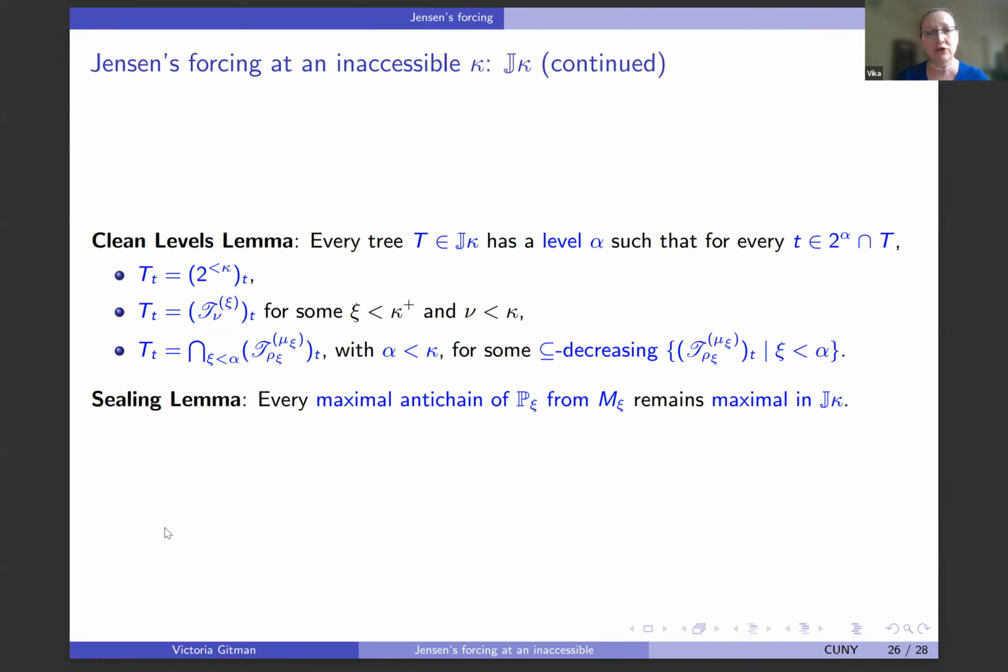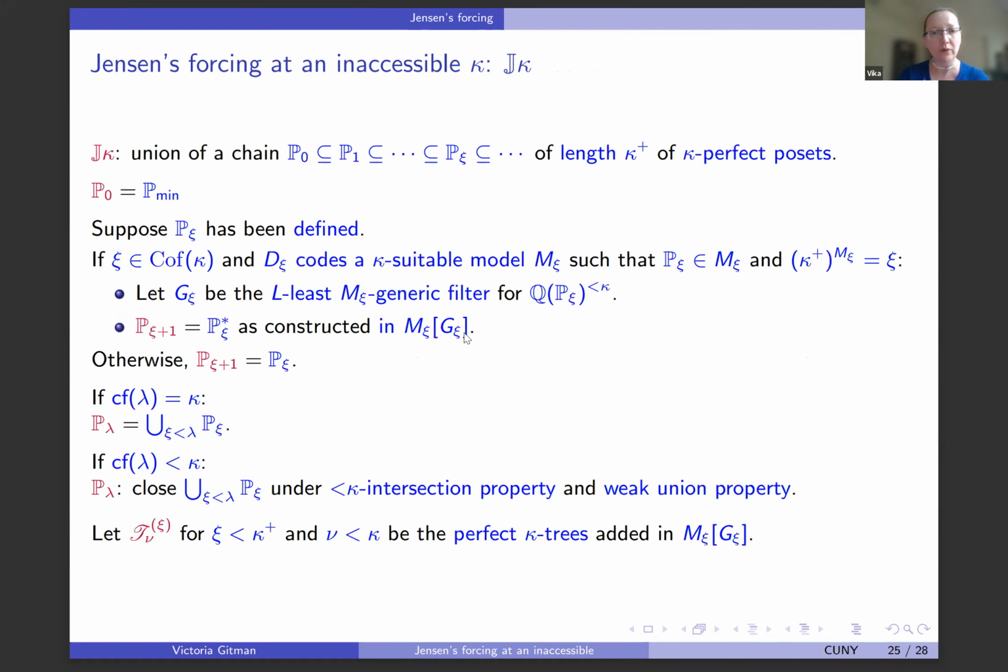So what do trees in the generalized Jensen forcing really look like? Again, if I go to a high enough level and I restrict to some node, I know exactly what my tree looks like. So either it's the full tree, or it's one of the generic trees added along the way, or it's an intersection of a decreasing sequence of the generic trees. So it's exactly the minimal stuff that needed to be there. In this case it comes from this closure.